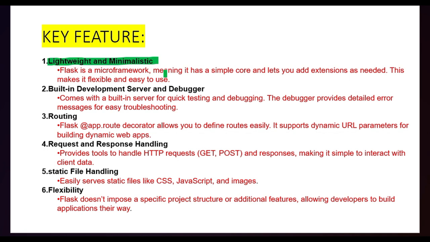It relies on external libraries and extensions for additional functionality, which we can add as needed, like database handling or authentication, and this makes it fast and consume fewer resources. Minimalistic means that Flask provides a simple, straightforward way to build a web application. The framework doesn't enforce any structure or tools, giving developers the freedom to organize code their way. So this is what lightweight and minimalistic means.